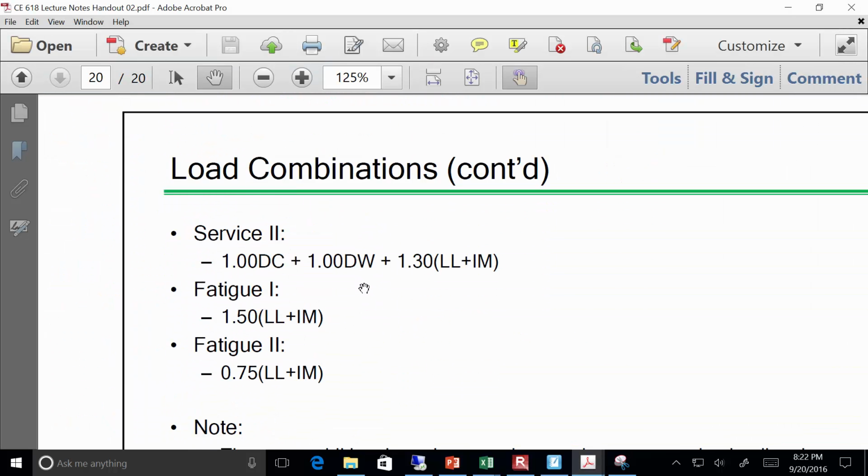And how do we calculate service 2? Those are those elastic and permanent deformation checks we're going to do later. It's very similar. Since it's a service limit state, most of our load factors are 1. We do up the live load a little bit for that assurance. So let me go back here.